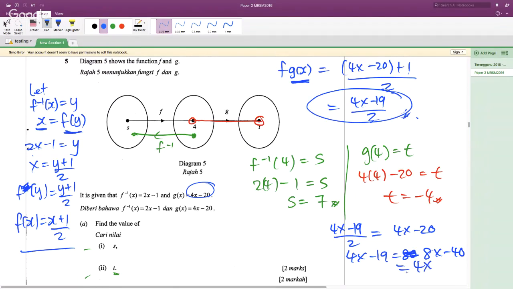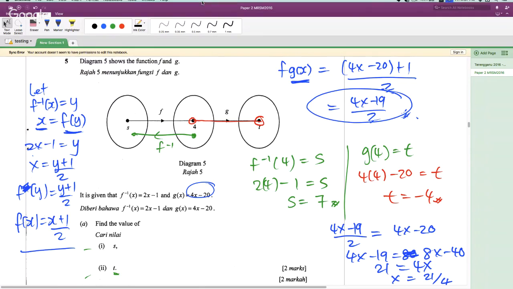So 4x is basically equal to 21. X is just equal to 21 over 4. Yeah, I guess so. I'm a bit curious whether I got the fraction correct or not, so I will just check the answer over here. Yeah, this is question number 5. 21 over 4 is correct. Okay, this is how we solve the function.